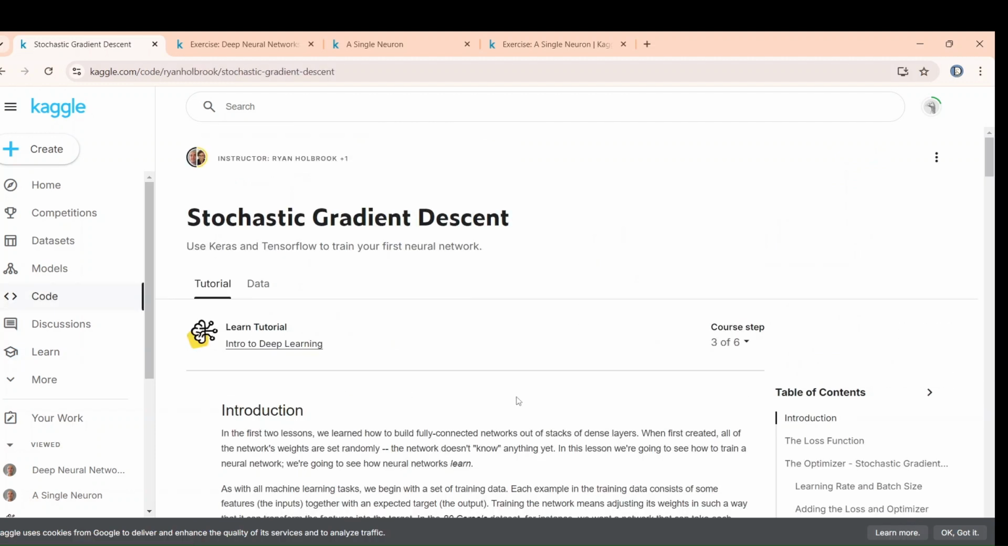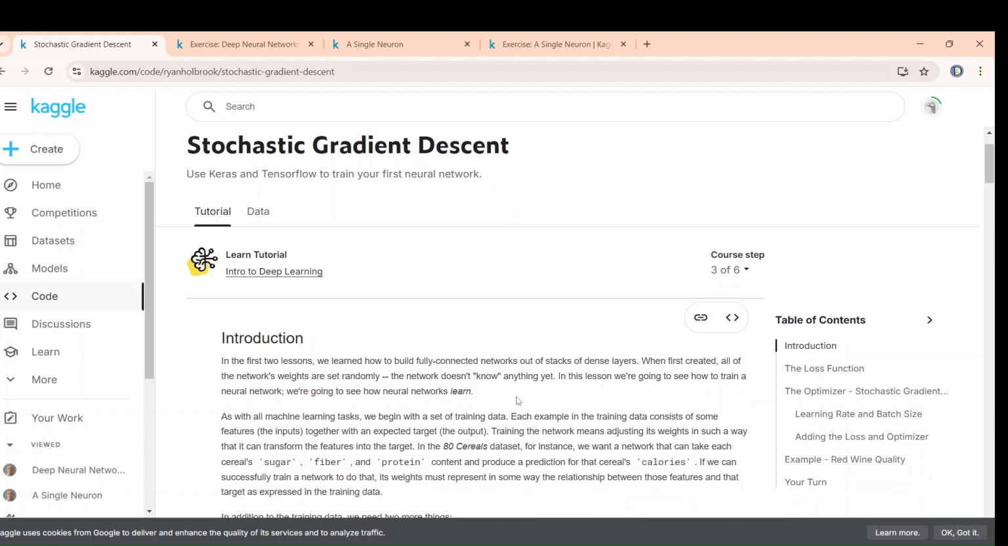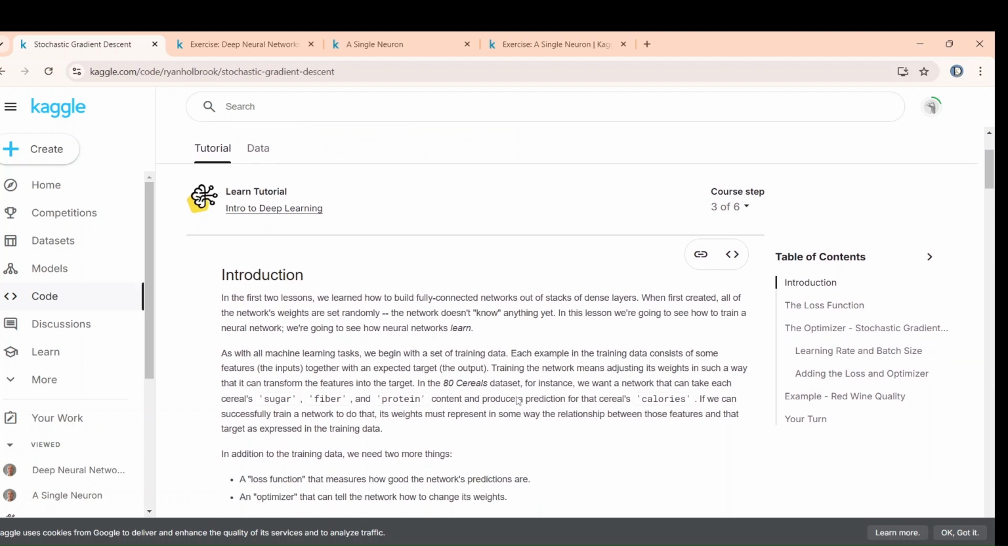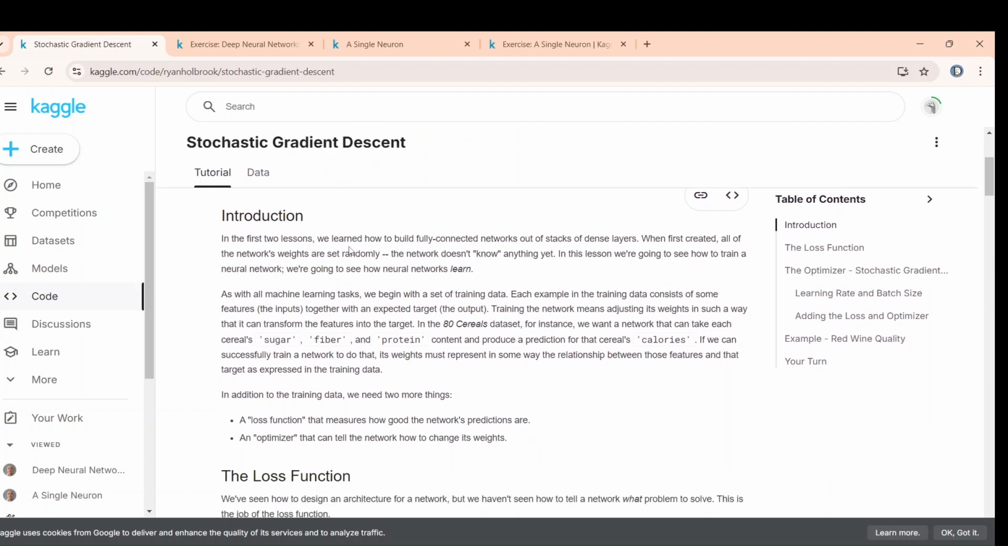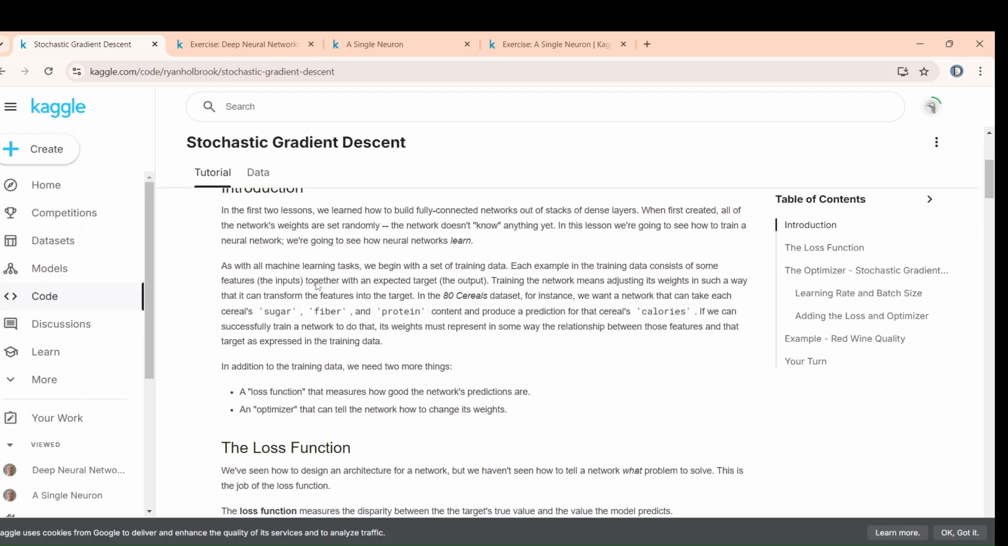Okay. First, as usual, we will read the tutorial, then we will do the exercise. Okay. Now, first, let me read this thing. In the first two lessons, we learned how to build fully connected network out of stacks of dense layers. When first created, all of the network's weights are set randomly. The network doesn't know anything yet. In this lesson, we are going to see how to train a neural network. We have just created the setup, but we have not trained the model yet. Okay, we have not started the training part. That's what we are going to learn here. How to train. We have created the model.